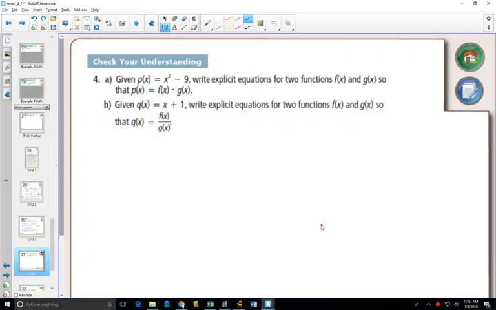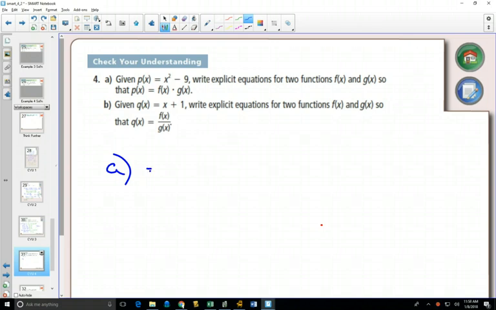Example 4 is a lot like example 3, but instead of adding and subtracting, now we're going to multiply and divide. So again, you've got a function x squared minus 9. Can you figure out two things that are multiplied together to get that? Now, what they were probably hoping you would do in a situation like this is, can you see that x squared minus 9, you could factor it?